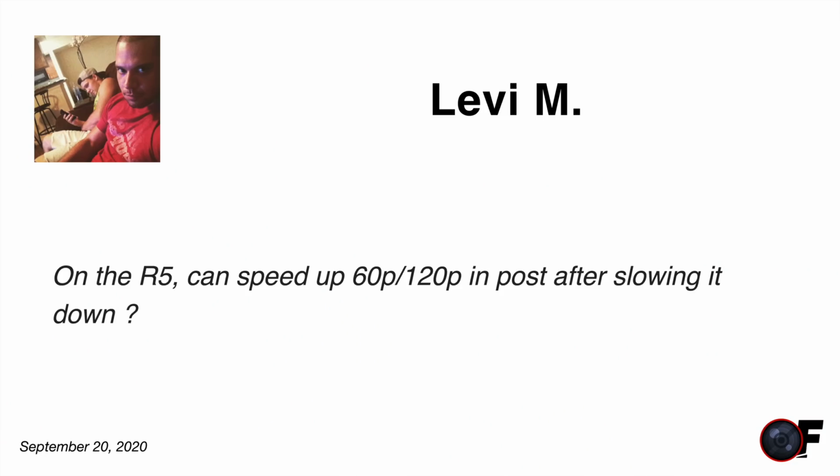Levi asks, on the R5, can you speed up 60 frames per second, 120 frames per second in post after slowing it down? Well, it definitely depends on the software you're using, but with Final Cut, once I bring the footage in, I can do anything I want to it. I can speed it up, I can slow it down, and I can slow it down by any custom number. Now it gives me 2 times, 4 times, 8 times, 20 times. Then I can enter a custom value where I can exceed those numbers, or I can slow it down to almost 1 frame a second. So I've got that control. And I can also reverse it as well, which is really nice. So depending on the software you have, there's an awful lot of flexibility.